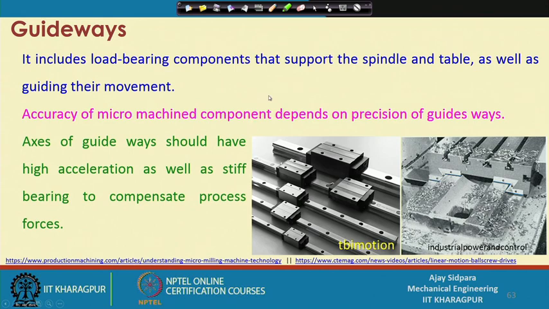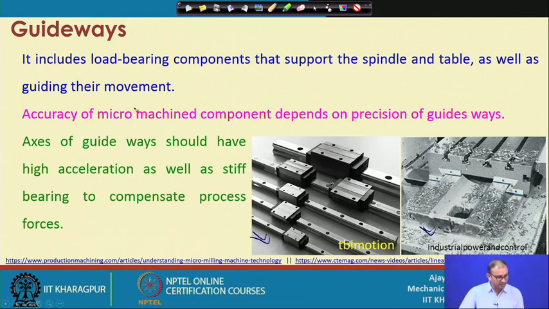So, in the last class we have seen this slide where we have two different types of guideways. These are called the linear guideways and these are called the box type guideways. We will go through both the types and how these are useful and not useful, in terms of advantages and disadvantages of both the cases.